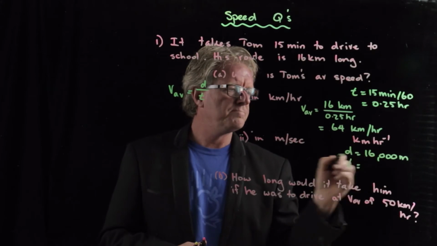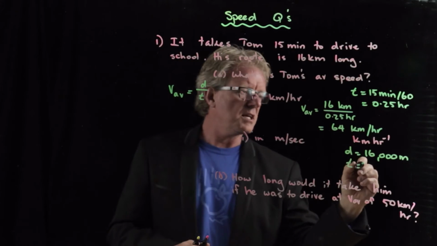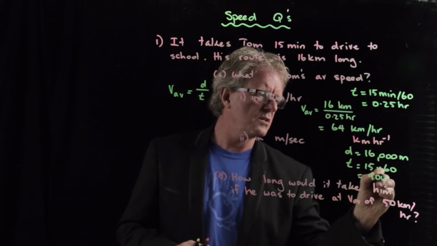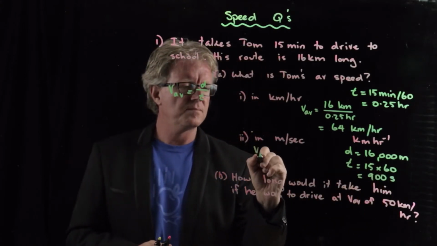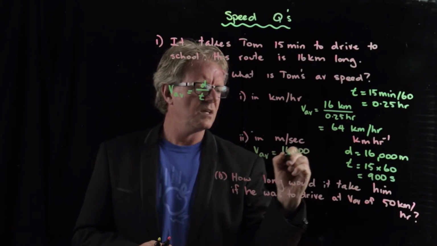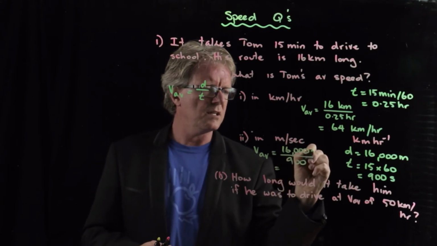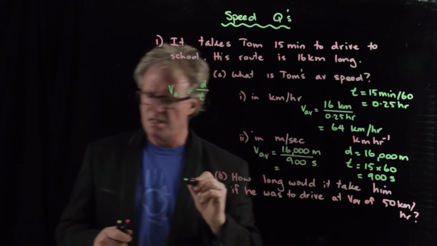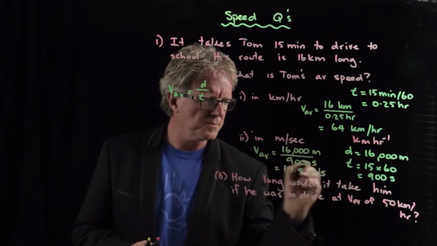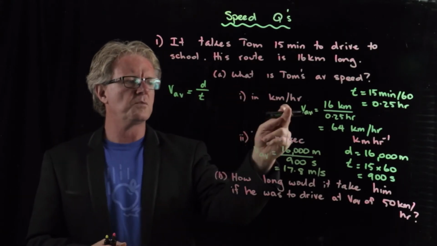And the time now, we want it to be in seconds. It's 15 minutes. There's 60 seconds in a minute, so it's going to be 15 times 60, which is 900 seconds. So now let's put that in. Distance up the top is 16,000 divided by the seconds, 900. Let's just put those in meters and seconds, and when you do that calculation you get 17.8 meters per second. So there is his average speed in both kilometers per hour and meters per second.